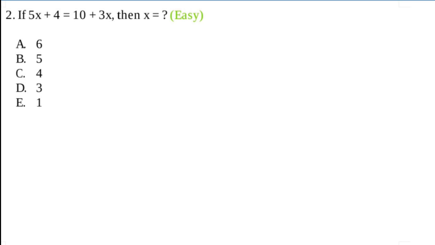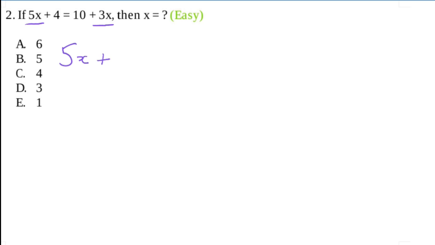Question number 2. If 5x plus 4 equals 10 plus 3x, then x equals. If we look at the equation given to us, we see that there are variables on both sides of the equation. For example, we have 5x here on the left side, and we have 3x on the right side. So what we have to do is move all the variables to one side of the equation and move all the constants to the other side of the equation.